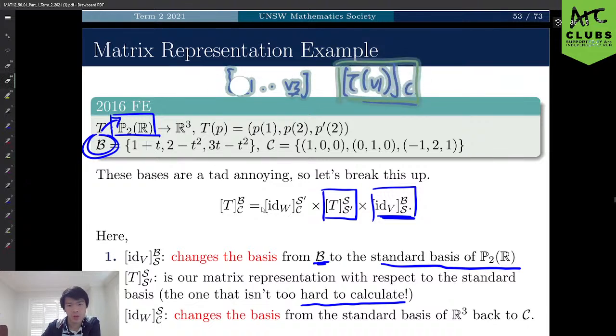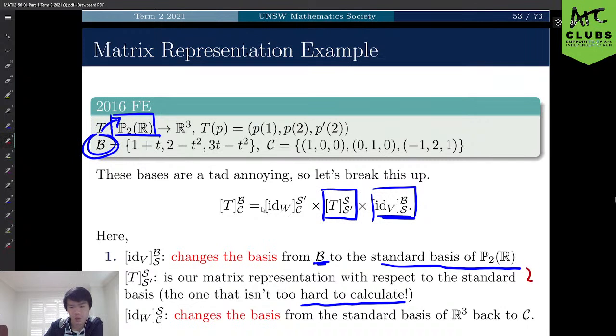So we always want to do our matrix representations with respect to the standard basis. So then we'll have this TSS. That'll be the matrix representation with respect to the standard basis. So now we've taken a vector in the standard basis. We've applied its matrix representation with respect to the standard basis. So now we're in the standard basis of the codomain. So the last step, convert back to the basis that they want.